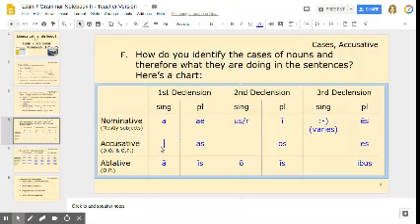The accusative singular can be either direct object or an object of a preposition. AM, AS, UM, OS, EM, ES. And then ablative is only going to be used with certain prepositions at this point. Long A, IS, O, IS, and then a short E.